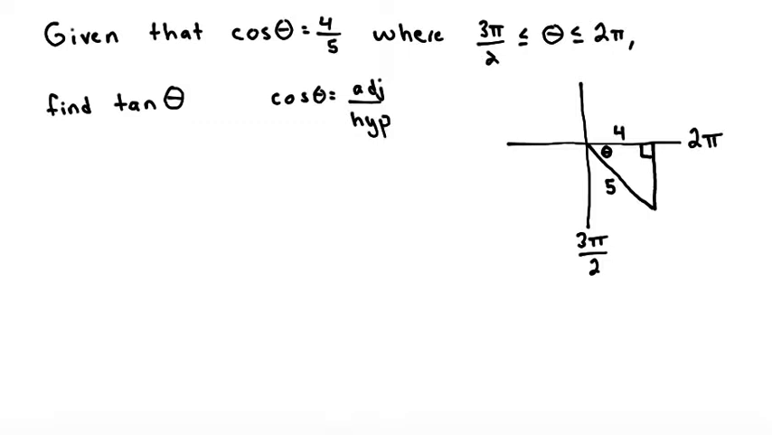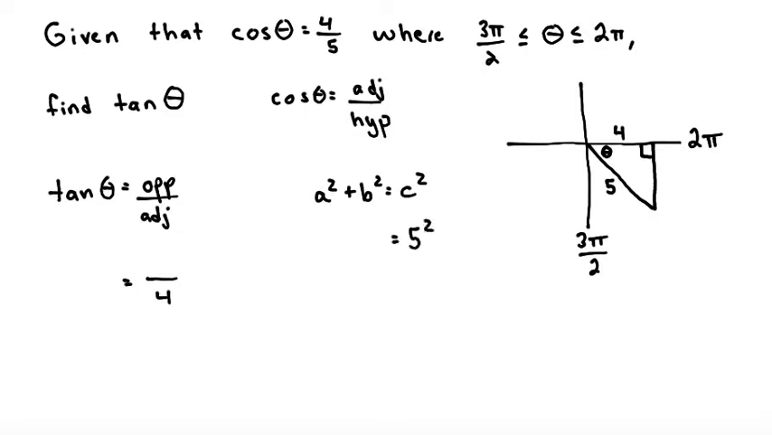So from here, if we're trying to find tan of theta, it is the ratio of opposite over adjacent. So we know that the adjacent side is already 4, but we need to find the opposite side. The way we can find the opposite side is by using the Pythagorean theorem. A squared plus b squared is equal to c squared. So we can plug in the hypotenuse as 5, so 5 would be the c, and then the 4 would be either a or b, and the b would be what we're looking for.